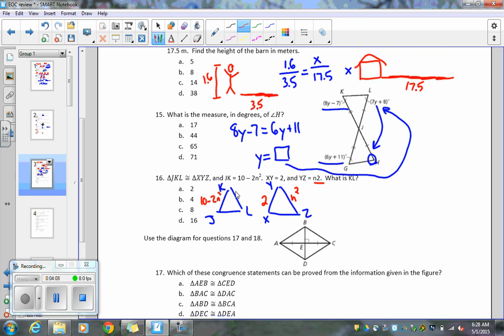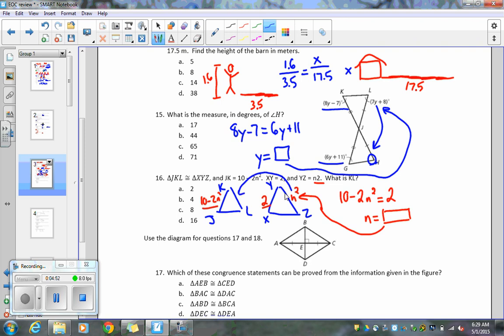What we've got to do is set a few things equal to each other. The things that we know are equal are JK and XY. So that's going to be 10 minus 2n squared is equal to 2. We're solving for n. Once we solve for n, just like the last question, you would then take n and plug it into YZ, because whatever that is, that's going to be it.